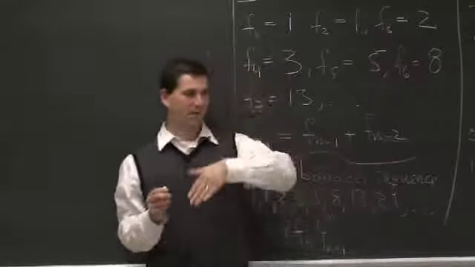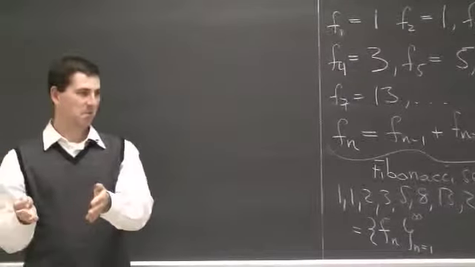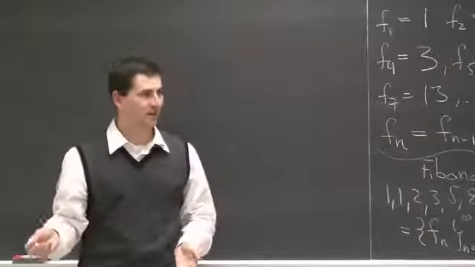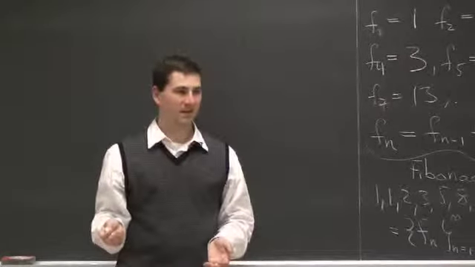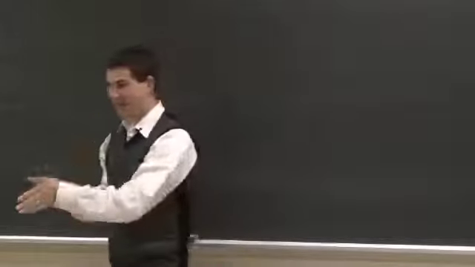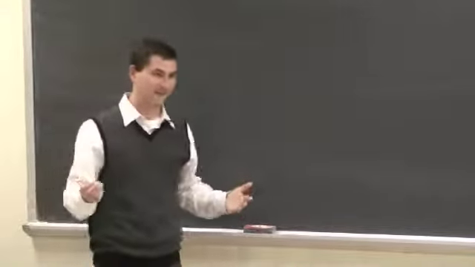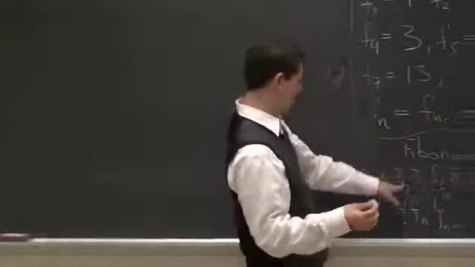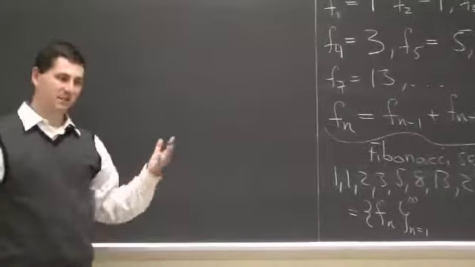So if I want to know F100, the 100th term, I need to know the 99th and the 98th term. Well, how do I get the 99th term and the 98th term? You need to know the 98th term and the 97th to get the 99th. And you need to know the 97th and the 96th to get the 98th. You can see this could take a while, right? You have to write all these things down, and this isn't as nice as you think it should be.